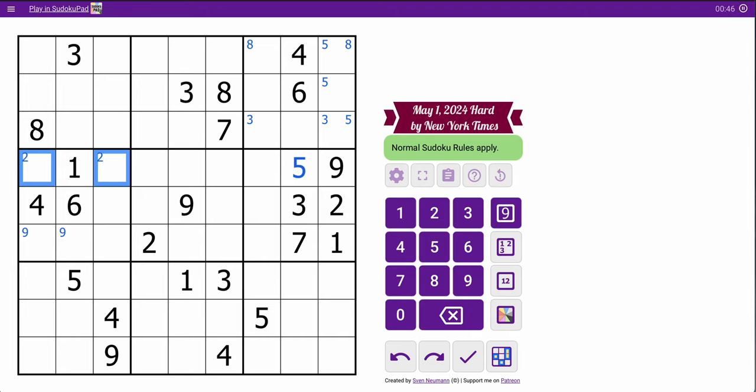Let's see, so 2, 9, 9, 2, 2, 9. Okay, 4, 6, 3, 7, 1. Okay, well, 1's in one of those two.